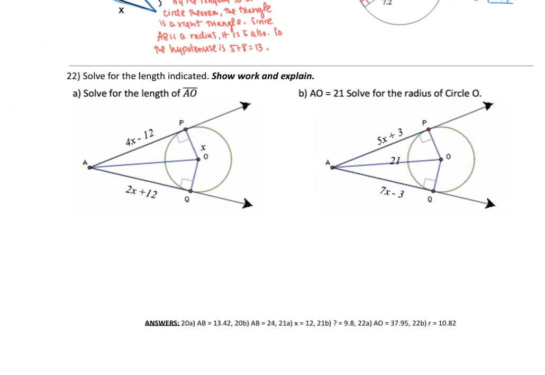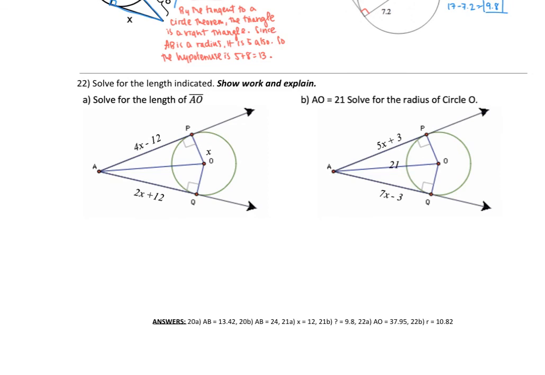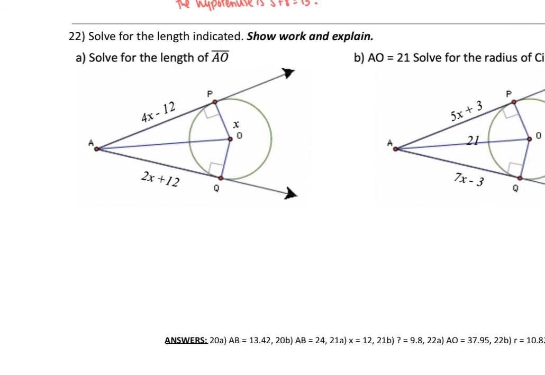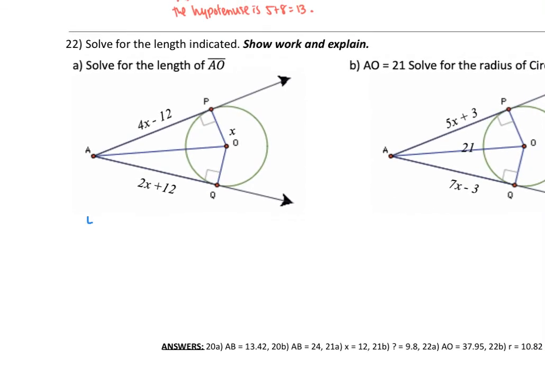All right, so the last problems here, this one is using two theorems. So the first thing we need to do is solve for x. So 4x minus 12 equals 2x plus 12. This is using the tangent segments theorem that states if two lines are tangent from the same point, they're equal.